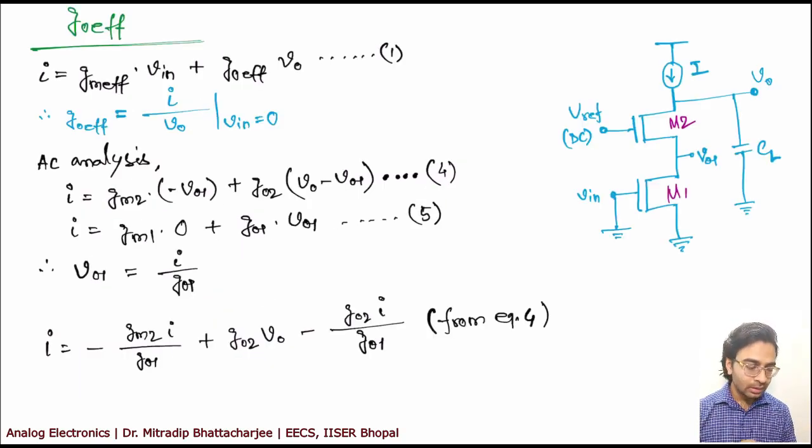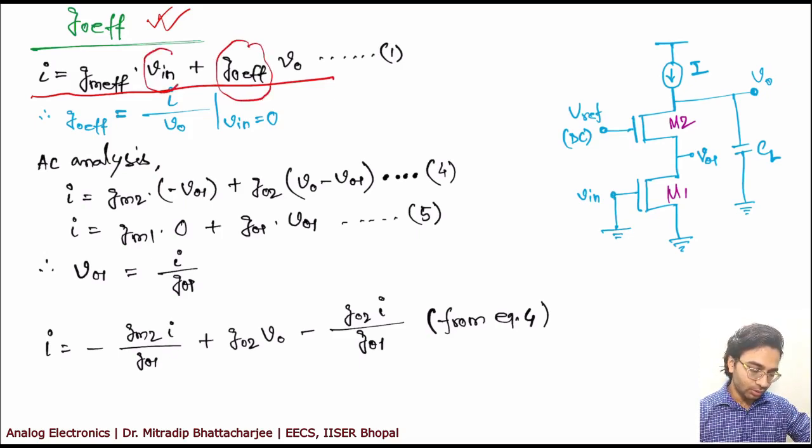Let us go to the GO effective. Okay, in the output side, GO effective. So again I am revising. The equation 1 is this. Now if you want to figure out GO effective, you just put V in equal to 0. What does that mean? Short circuit the V in. V in equal to 0 means you just short circuit the V in, and whatever current you will get, divide it by V0, that is your GO effective. Simple as that. In fact, in network theory, you have done it probably a lot of times.